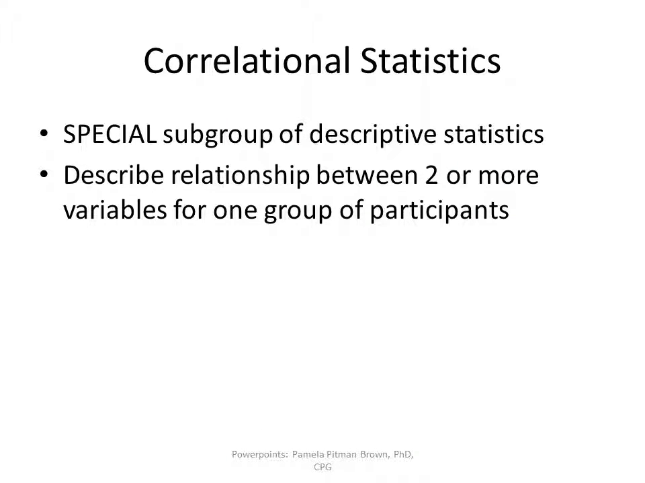Correlational statistics are a special subgroup of descriptive statistics. They describe the relationship between two or more variables for one group of participants. Their purpose is to describe the relationship. Correlational statistics are described in Part C of the textbook.